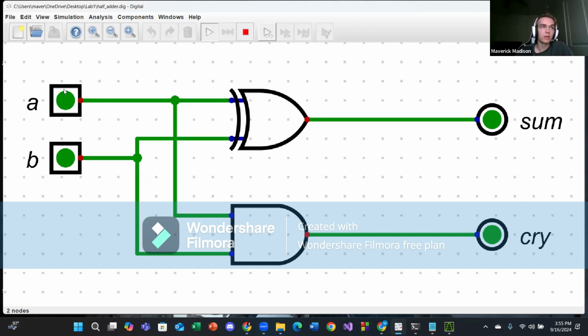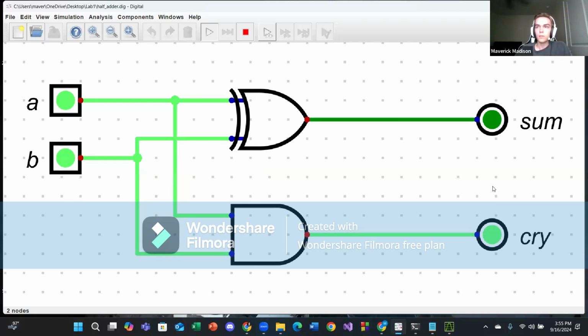And it will be the same if we invert A and B. A is 1, so our sum is 1, carry is 0. And let's try setting both of our inputs equal to 1. As we can see, sum is now 0, and carry is 1. Why have all these happened?